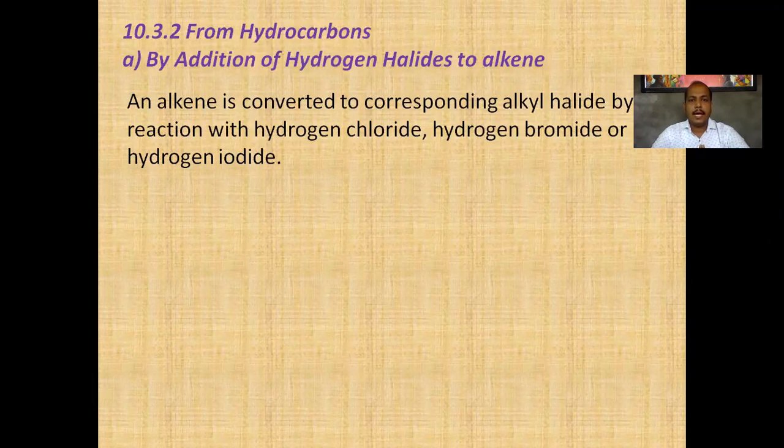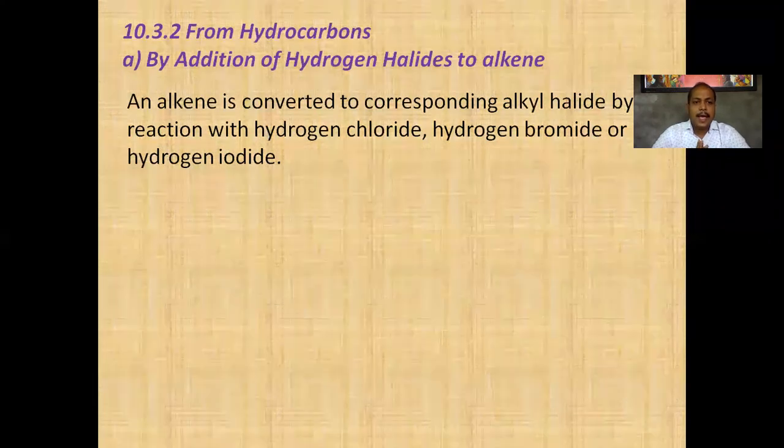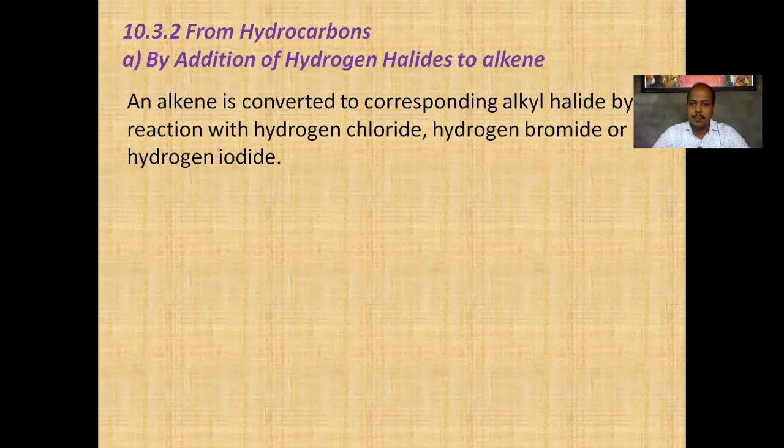Preparation of alkyl halides from hydrocarbons. Here, by addition of hydrogen halides to alkene, we know that HCl, HBr and HI are generally the hydrogen halides used. An alkene is converted into the corresponding alkyl halide by reaction with hydrogen chloride, hydrogen bromide or hydrogen iodide. We will see a simple reaction.